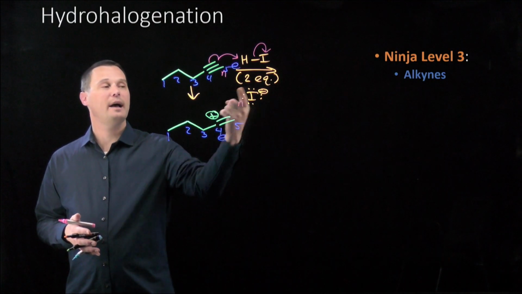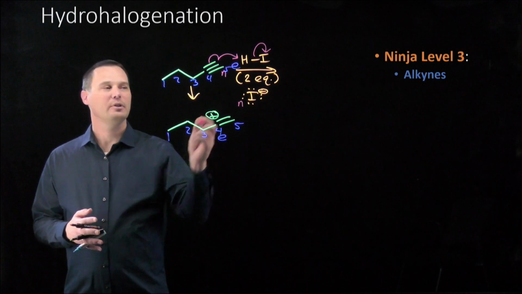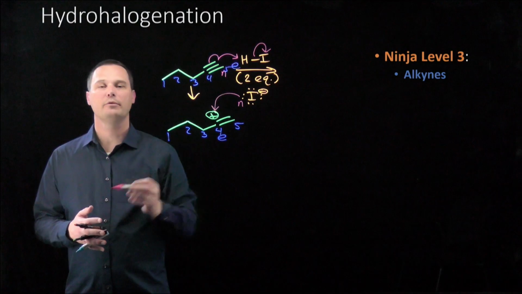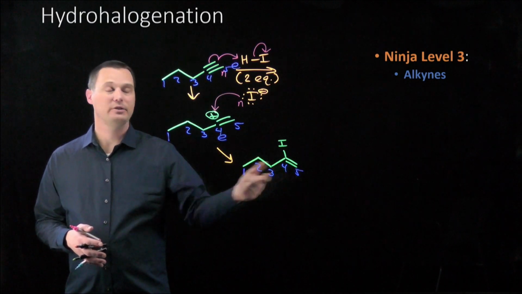Continuing on in our mechanism, iodide will be our nucleophile with a negative charge, and carbon number 4 will be our electrophile with a positive charge. The lone pair in iodine will form a new bond with carbon number 4. That forms a vinyl iodide at carbon number 4. Charges and carbons. I have all of my charges and carbons.